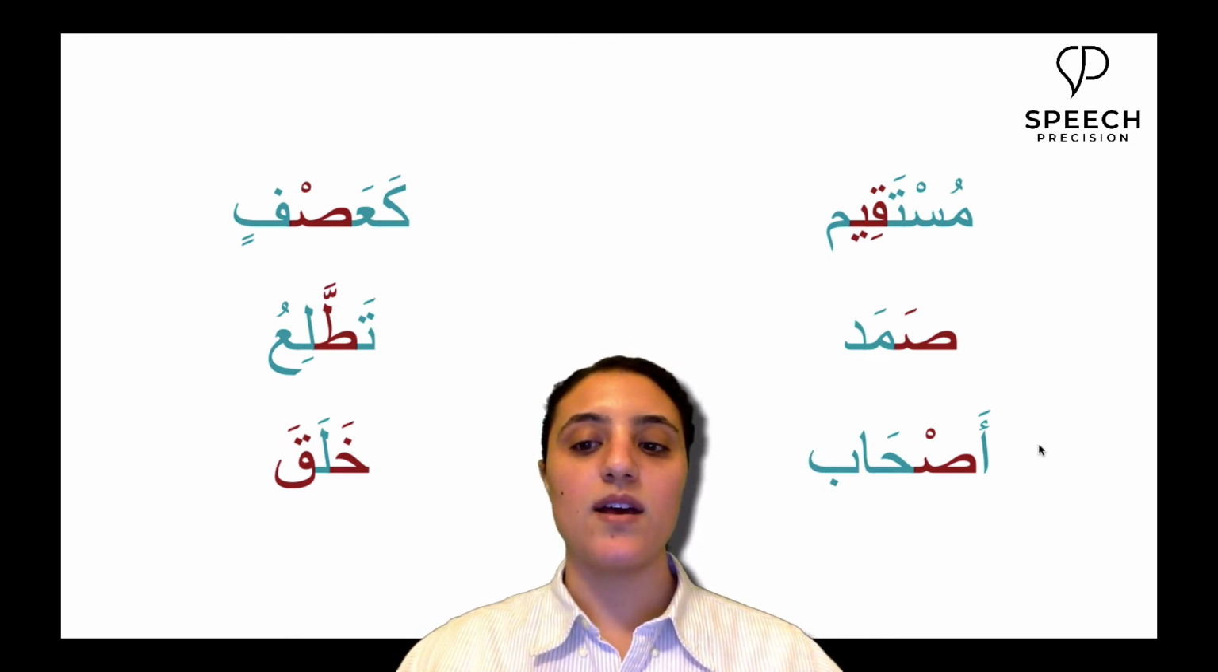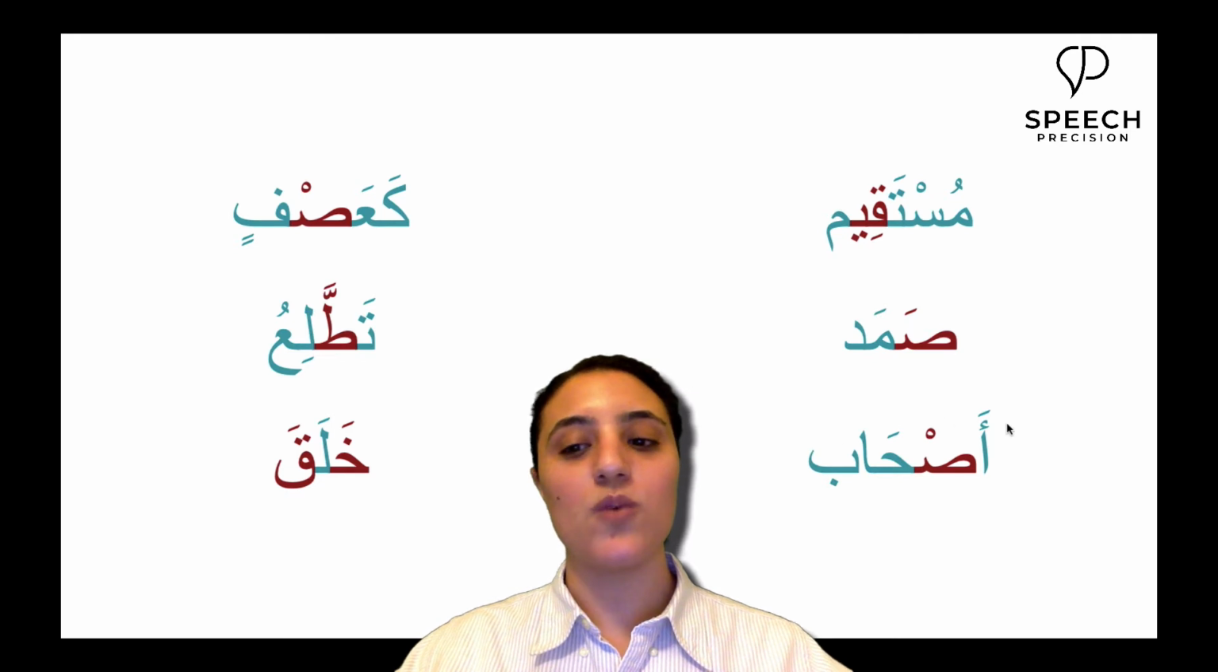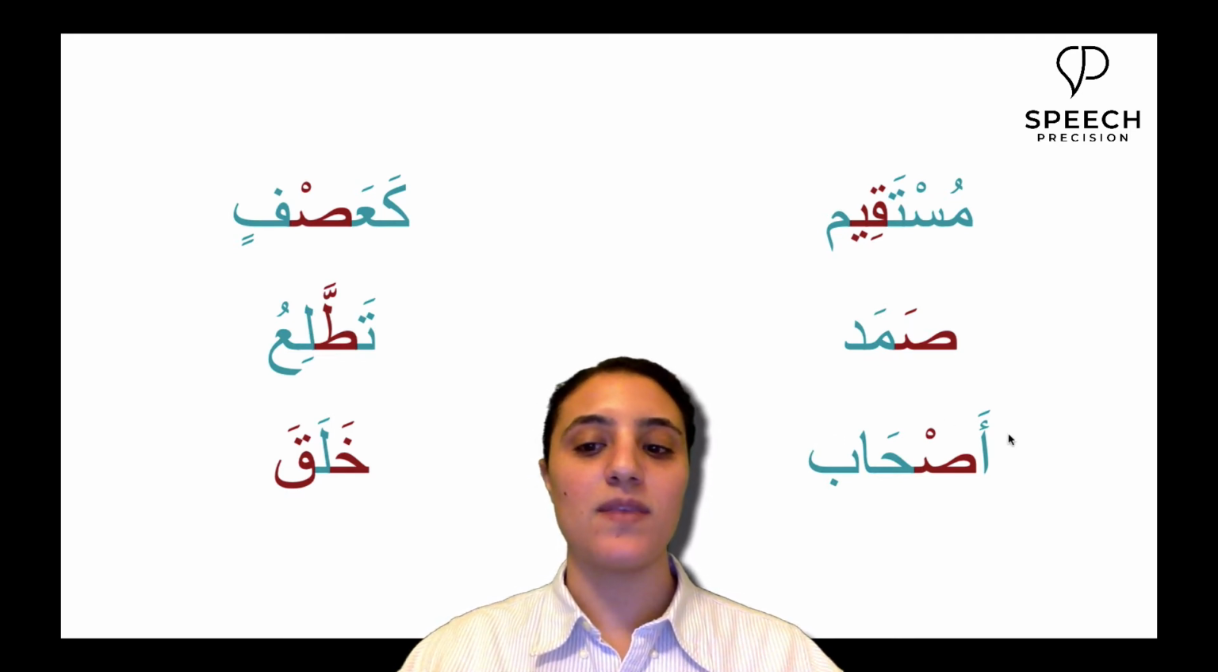Al-Shab. Al-Shab. So we want to keep that hamza light and also keep that ha light as well. You'll find that in a lot of words, the heavy letter kind of ends up coloring the entire word. Okay, we don't want to let that happen. We want to keep the light sounds light and the heavy sounds heavy. Al-Shab.